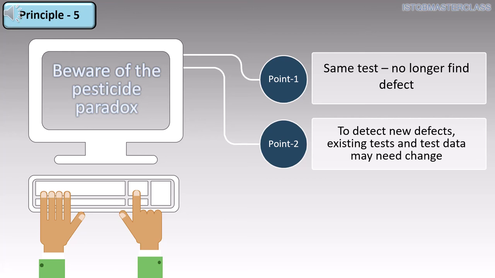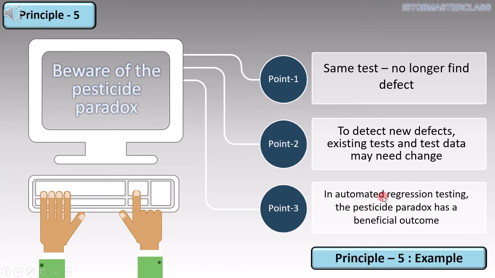Point 2. To detect new defects, existing tests and test data may need to change. So you either have to update the test case or the data in it to be able to find new defects in it. And the third point is, when you're performing automated regression testing, the pesticide paradox has a beneficial outcome. When you run automated tests, you are actually running scripts. So if you run the same script, it is highly unlikely that you will find new defects. But if you update your script, add new values to it, or new test cases to it, then there is a possibility of discovering new defects. So this paradox is very beneficial when you're performing automated testing.